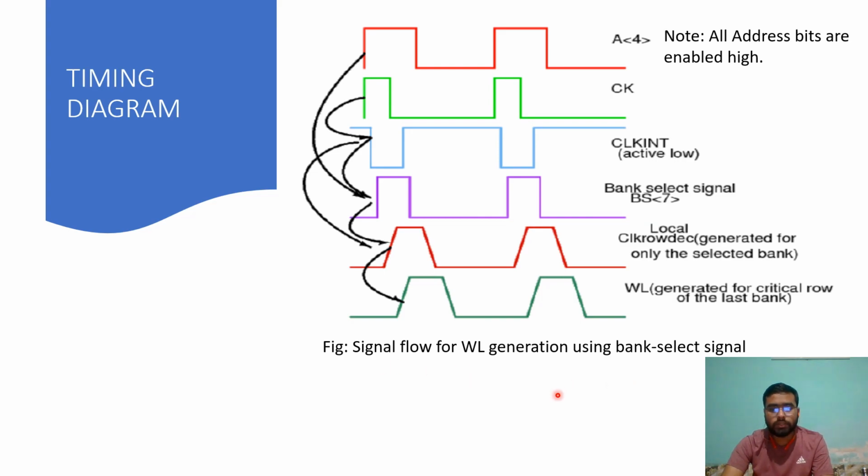Signal flow for word line generation using the bank select signal. Note in this case all address bits are enabled high. This is the fourth bit of the address bus. This is the external clock, which triggers the active low clock int. The active low internal clock and the 3 MSB bits of the address bus will be responsible for selecting one of the bank select signals. This further enables selection of the local clock row decoder, and finally a specific word line will be selected. In this case, we have shown the timing diagram for the critical path.